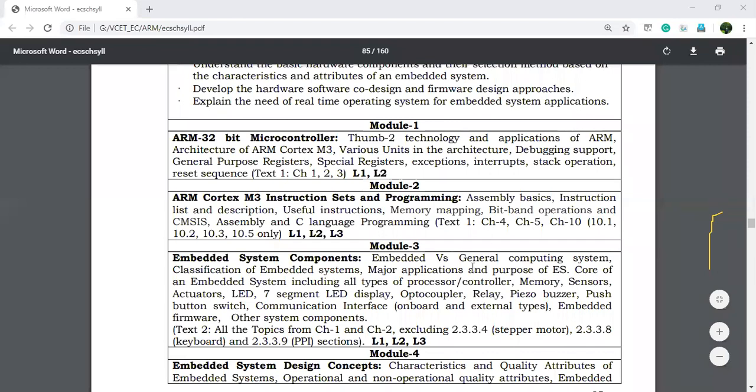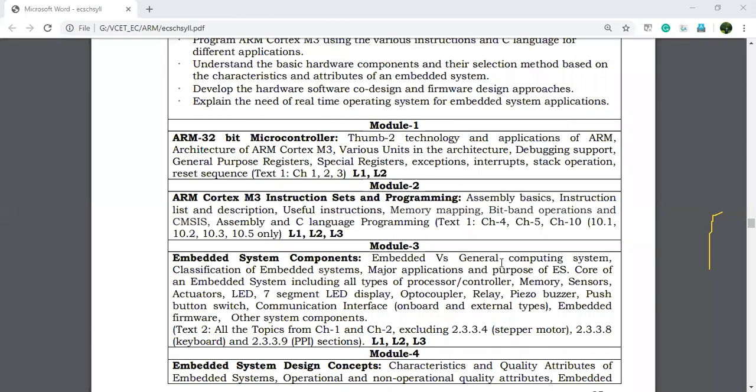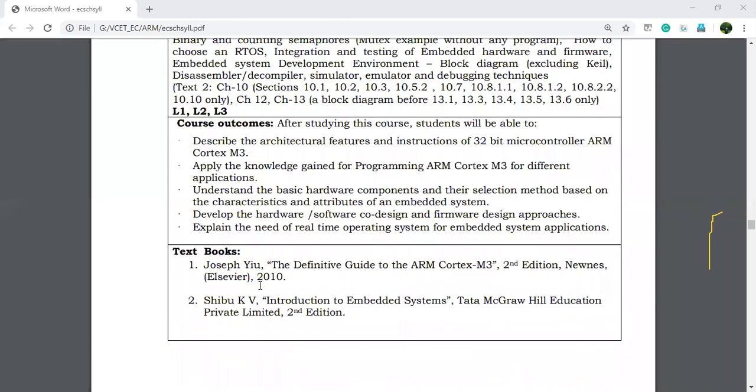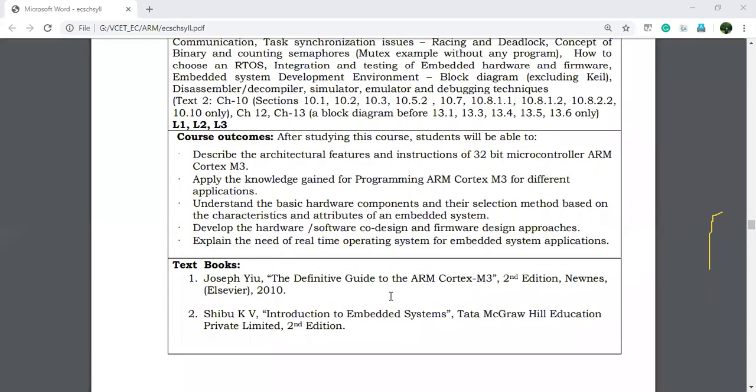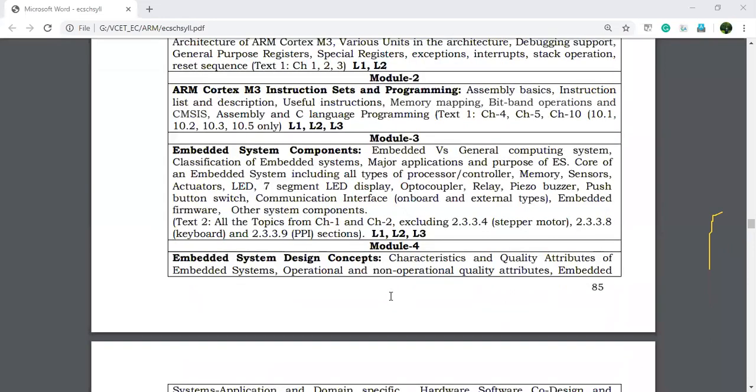If you go through the syllabus of module 3 over here, it deals with embedded system components. As I told you earlier, for module 3, module 4, as well as module 5, you're supposed to refer to the second textbook, that is Shibu KV, Introduction to Embedded System. This textbook you're supposed to refer for 3 modules, that is module 3, module 4, and module 5. So basically in this module, module 3, I'm speaking about embedded system components.